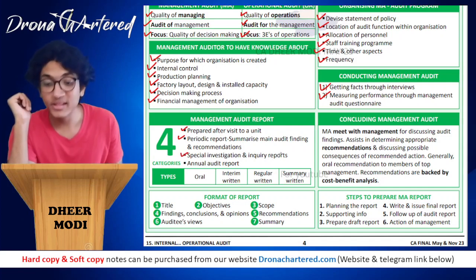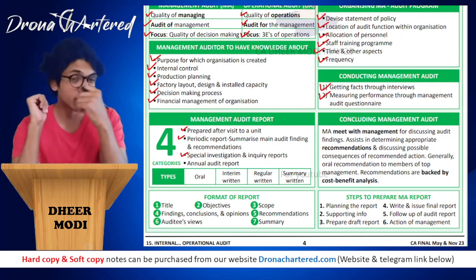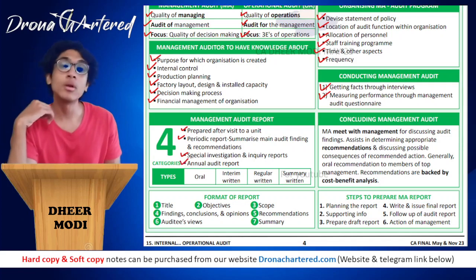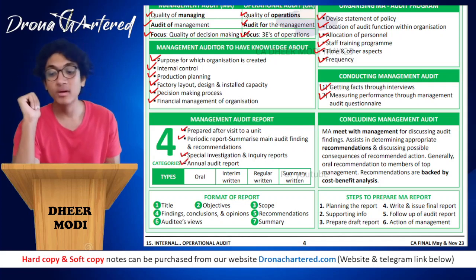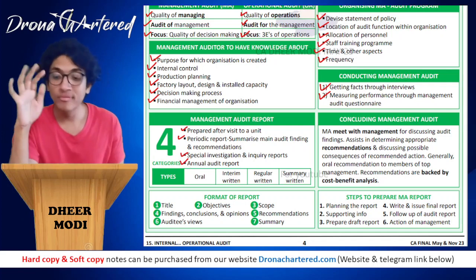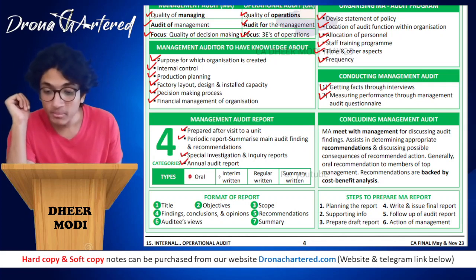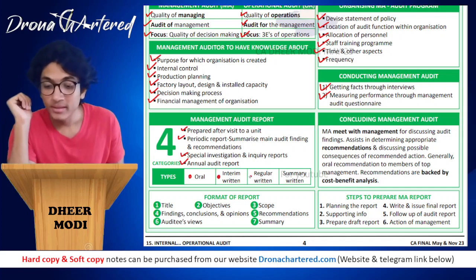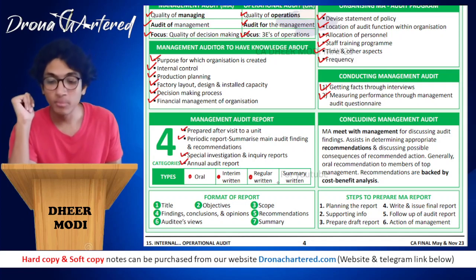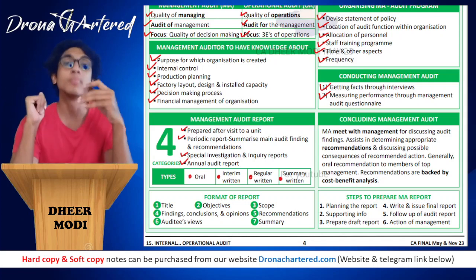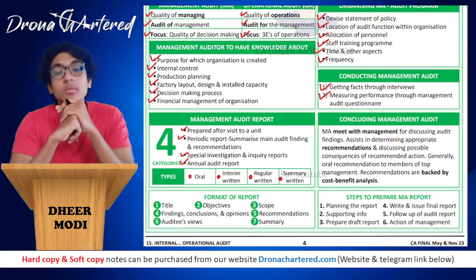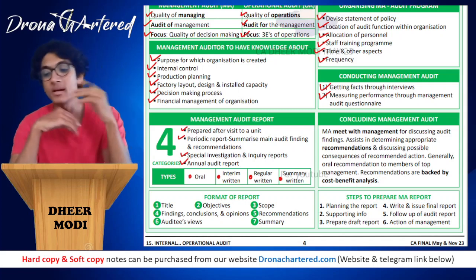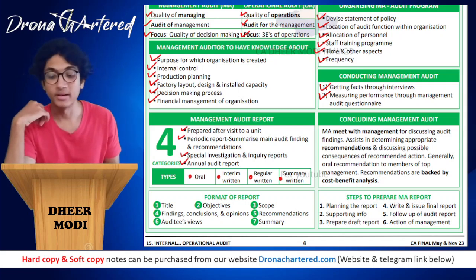Next is your special investigation and inquiry report. If any special investigation is required into a company, it is covered in this management audit report. And last is your annual audit report. So these are your four categories of reports. Now there are also four types of reports. It can be oral, or an interim written report. Interim written means a written report in the middle of the year. Then there is a regular written report, which is the normal report, and a summary written report. At times it is not possible to read such huge reports, so another summary report is prepared so that only the main facts and information are highlighted.